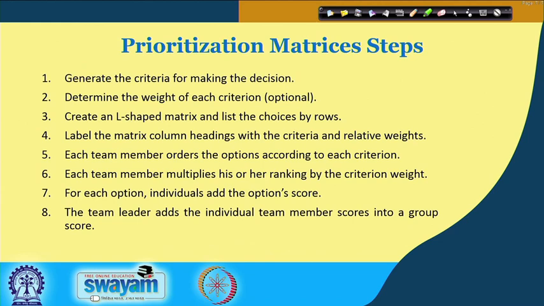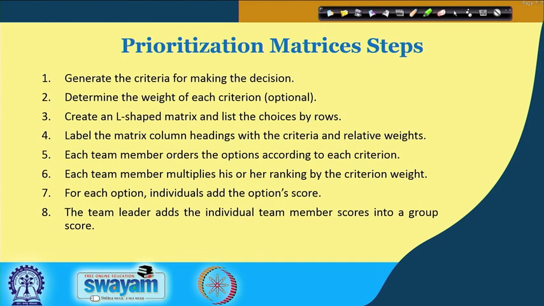So prioritization matrices steps are very simple to follow. Number one, generate the criteria for making the decision. Number two, determine the weight of each criteria. This is optional. You can even assign equal weight, and if you feel that there has to be different weight based on consensus or expert opinion, you try to designate these weights. Number three, create an L-shaped matrix and list the choices by rows. Number four, label the matrix column headings with the criteria and relative weights.